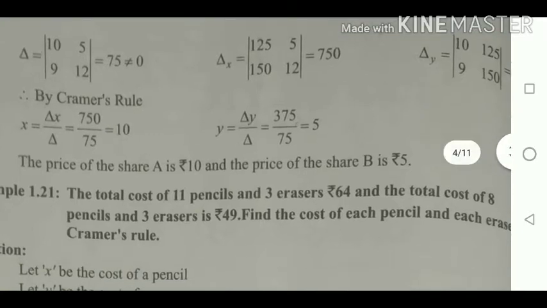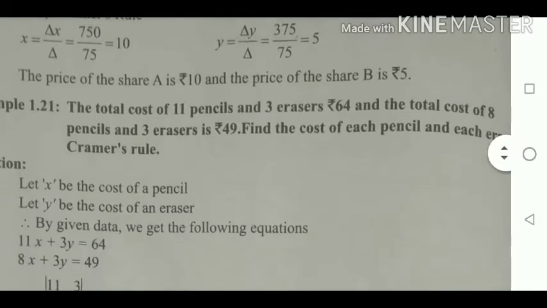Okay. Now find the value of x by applying Cramer's rule. x equal to delta x by delta, that is 750 by 75, you are getting 10, and y equal to delta y by delta, the answer is 5. Therefore the price of A share is 10 and the price of B share is 5.